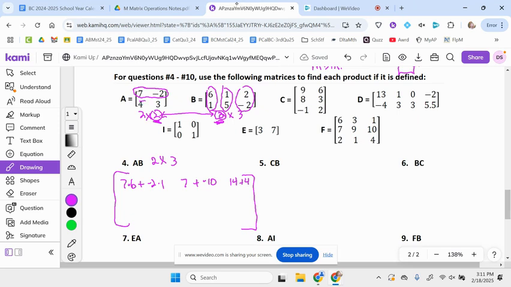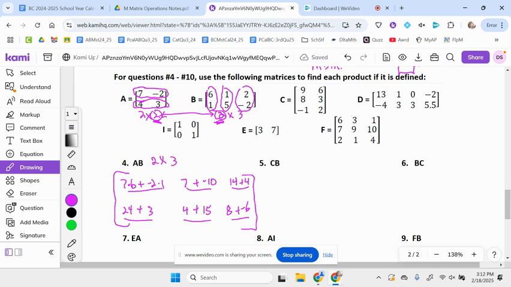And then who didn't play? The second row with each of the columns. 4 times 6 is 24, plus 3 times 1 is 3. 4 times 1 is 4, plus 3 times 5 is 15. 4 times 2 is 8. 3 times -2 is -6. And then you'd add these two: 19, 27, -3, 18.